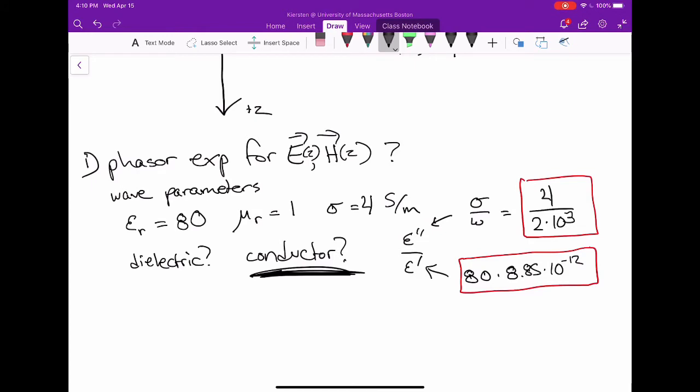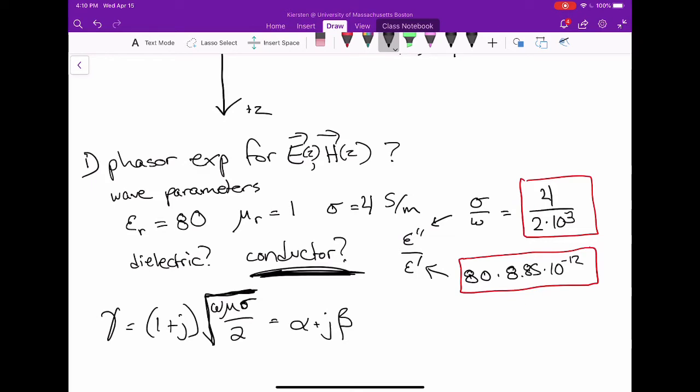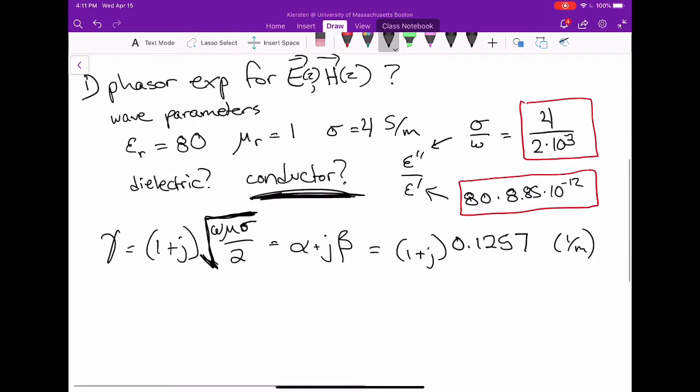Since it's a good conductor, we can use the approximate expressions for the propagation parameters. So that means that gamma is 1 plus j times the square root of omega mu sigma over 2. That's going to be alpha plus j beta, and those are going to be equal in magnitude, the real and imaginary parts of the propagation constant. And we find that it is 1 plus j times 0.1257 in inverse meters. So that's our propagation constant.